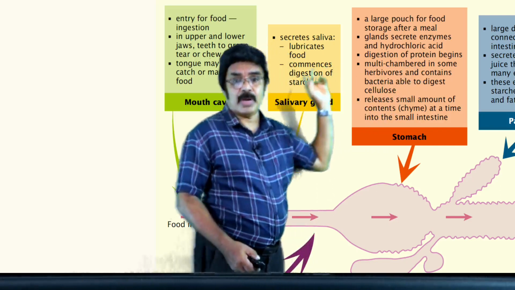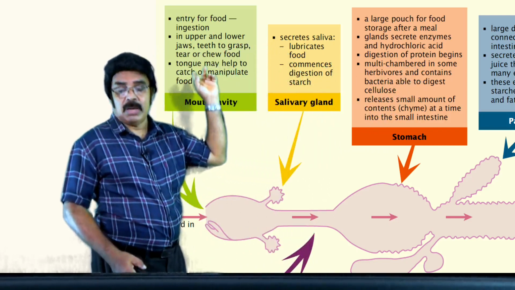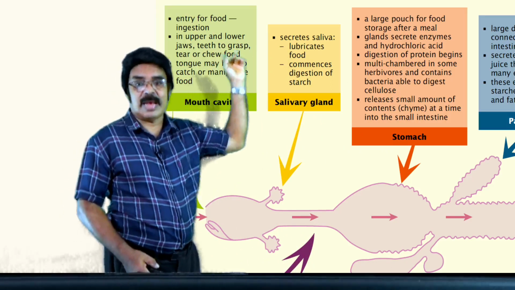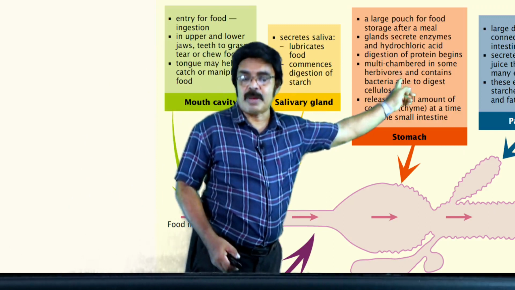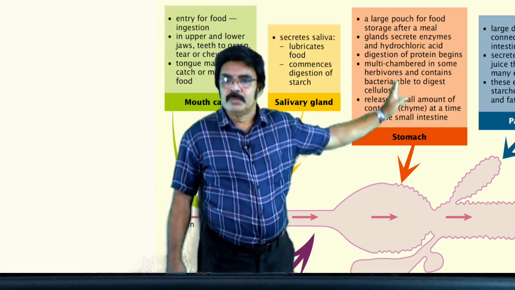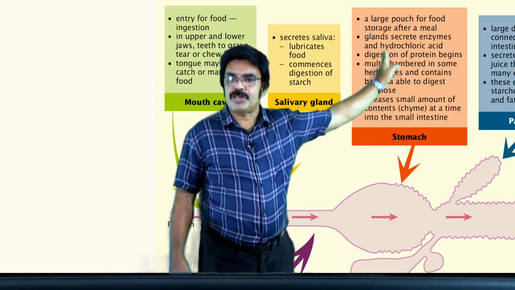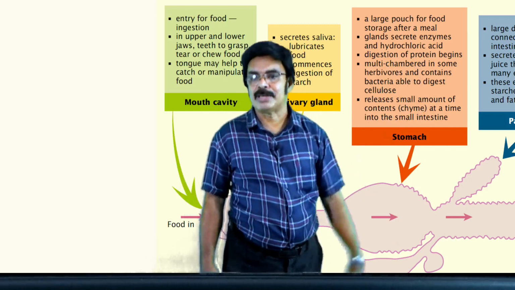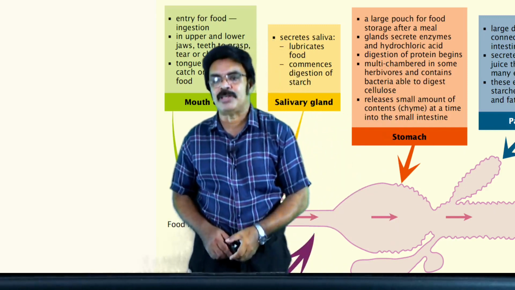So here in the buccal cavity, carbohydrate digestion starts, and then here in the stomach, protein digestion starts. Digestion of protein begins. The stomach is multi-chambered in some herbivores and contains bacteria able to digest cellulose.